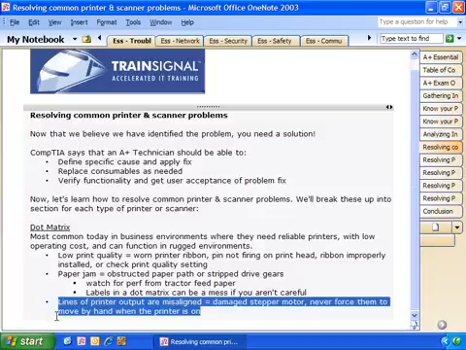Then there's lines of printer output being misaligned. This is caused by a damaged stepper motor. You should never force the gears of the printer to move by hand when the printer's on. This can seriously damage the stepper motor.